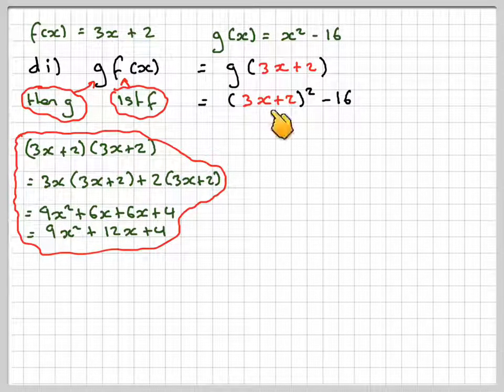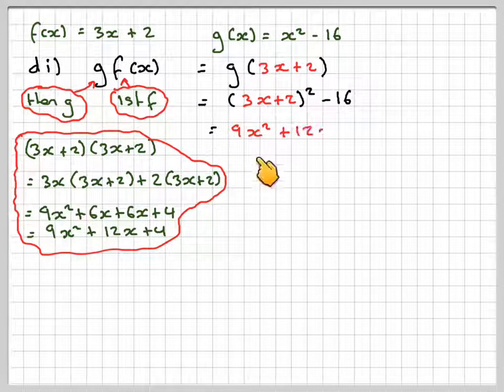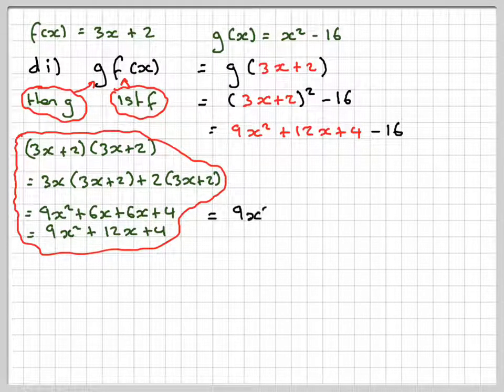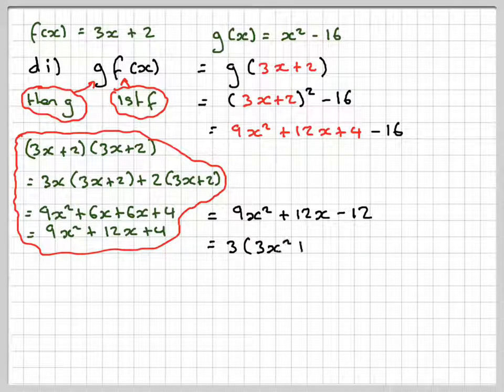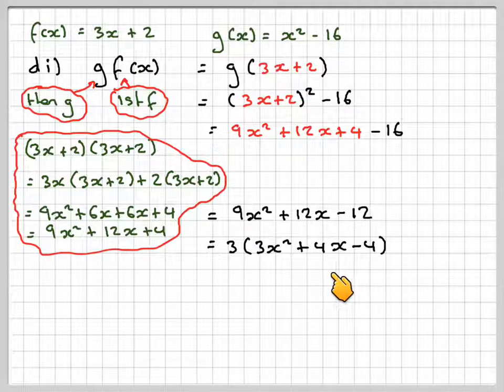So we now replace that with that. So this now becomes 9x squared plus 12x plus 4, and then we need to take 16. Simplifying, we're going to get 9x squared plus 12x. 4 minus 16 is minus 12. Now we notice there's a common factor here of 3. So if we take it out, we're going to get 3 brackets 3x squared plus 4x minus 4. But either of those would be the correct answer, but this will be more helpful in the next part.